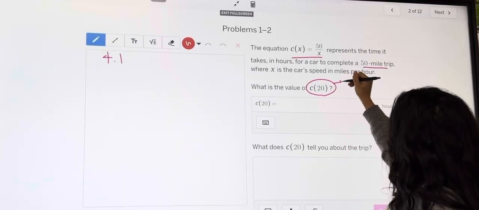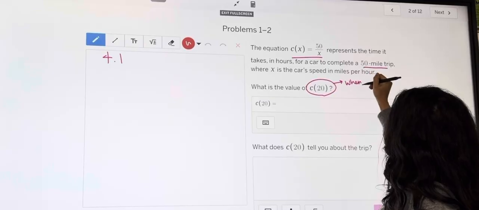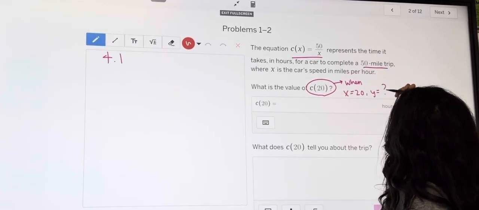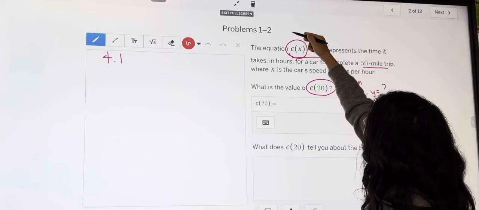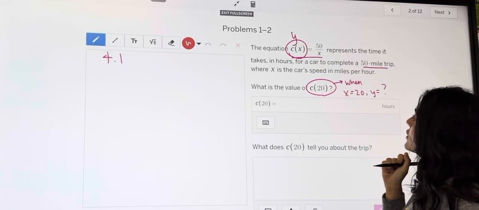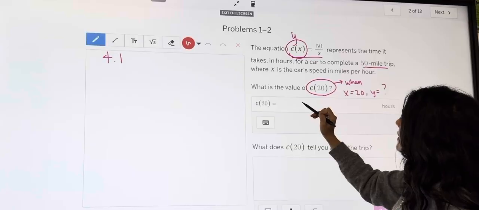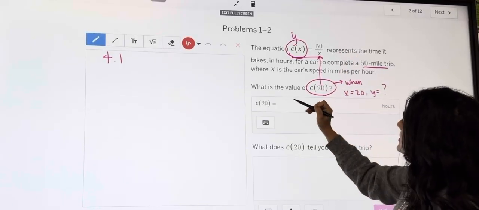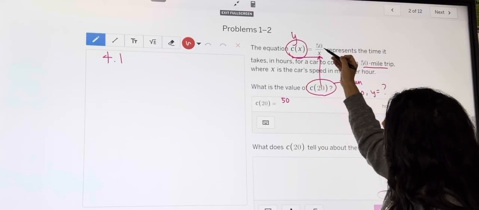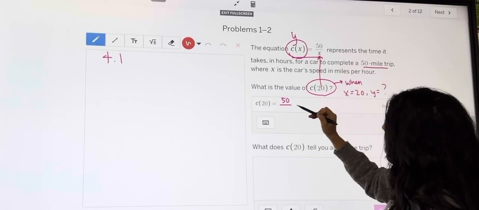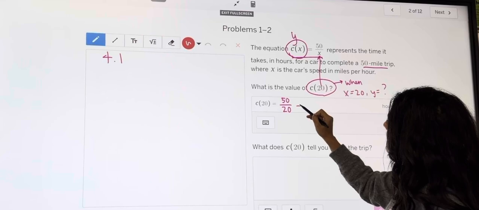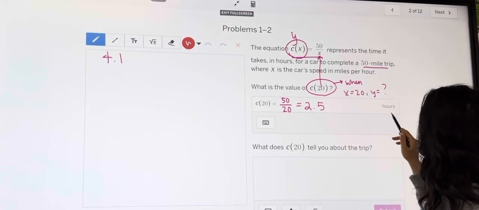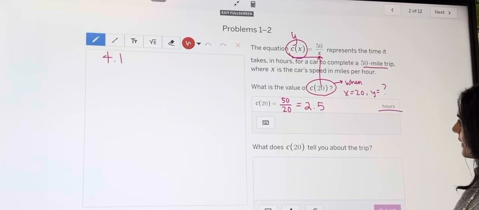C of 20 means when x is 20, what is y? And remember, C of x is y, all right? So this basically just means to plug 20 right in for x right there. So C of 20 is 50 divided by x, and x is 20. So this is 2.5 hours, all right?